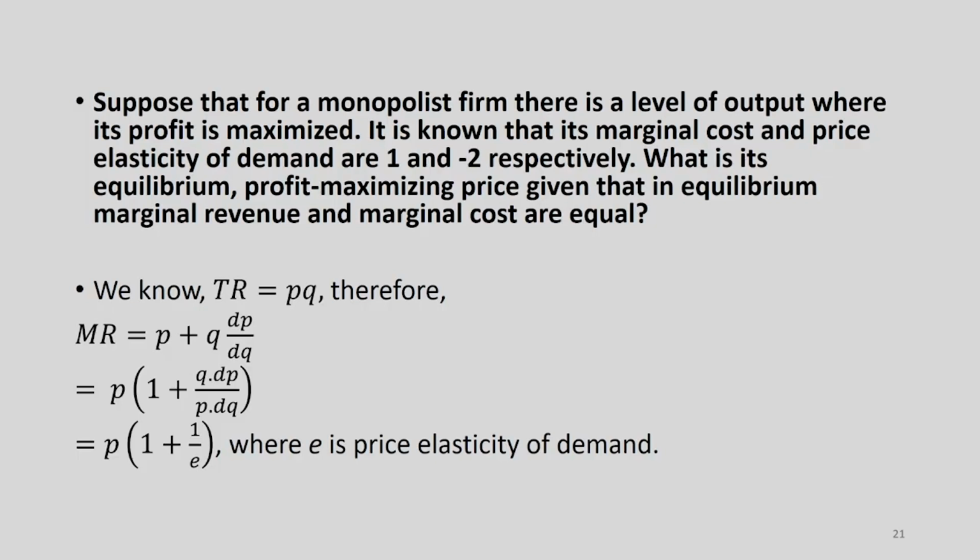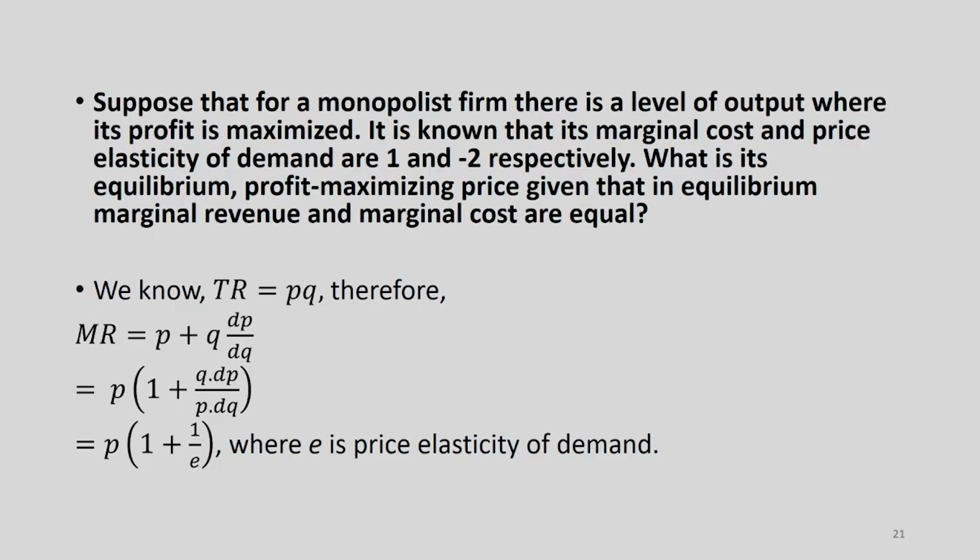Okay. So, there is certain information that we are given here, that there is this monopolist firm. We have talked about what a monopoly is before, so I am not going to spend time on that. And this monopolist firm is maximizing its profit, right. So, there is one output where its profit is maximized. It is also known that the marginal cost and the price elasticity of demand of this firm are given by 1 and -2.